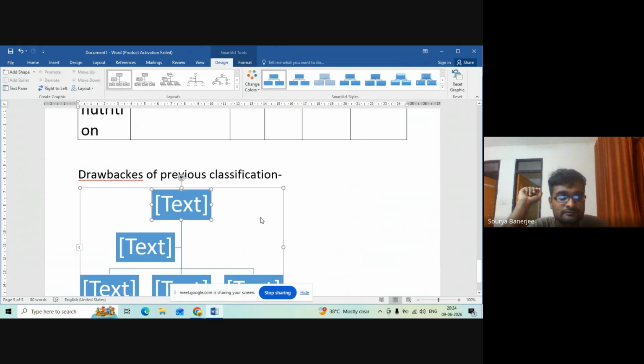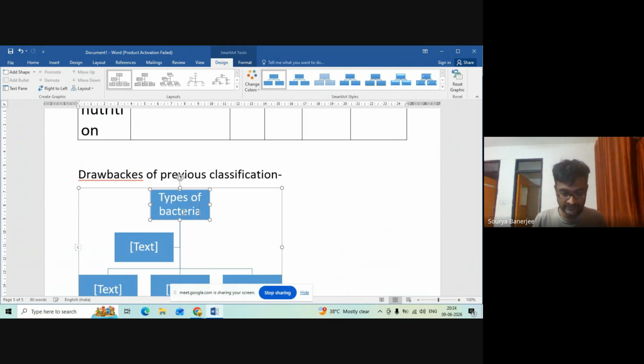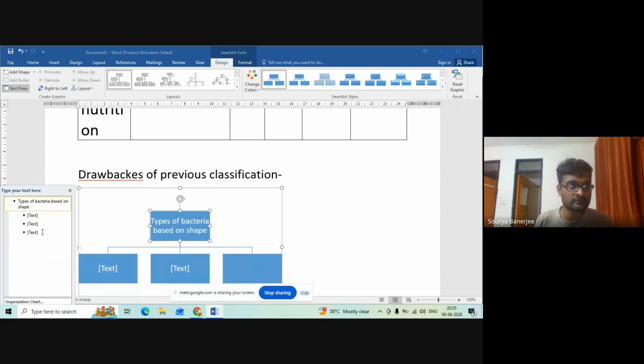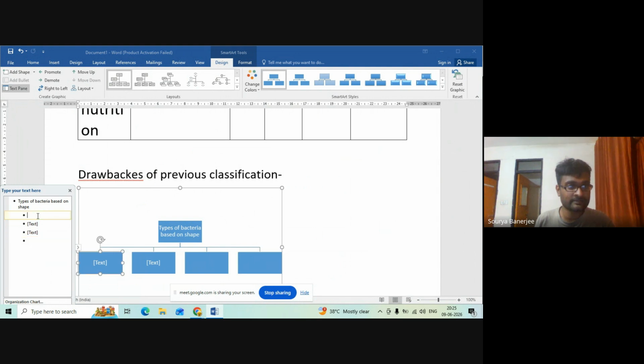Write types of bacteria based on shape. You will find four types. One type is cocci. The singular is coccus, cocci is plural. Cocci means whatever bacteria is circular comes under cocci.